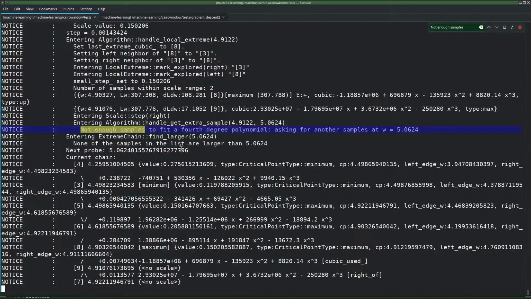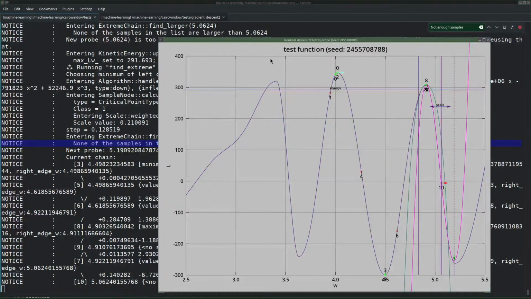Okay, so this is the first time. No clue. There it is. Okay, so nothing disastrous did happen. Now it decides to jump to the minimum of a cubic fit. And nobody knows where the fourth degree polynomial goes to, but it looks like minus infinity.